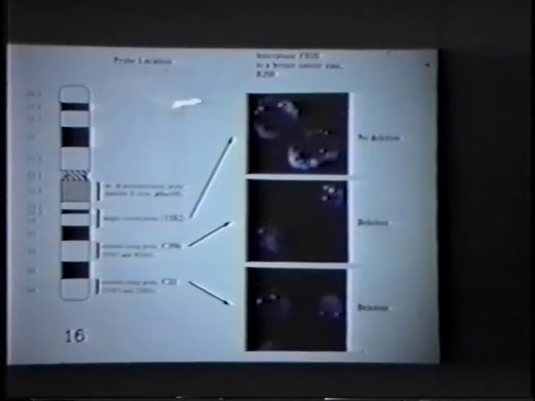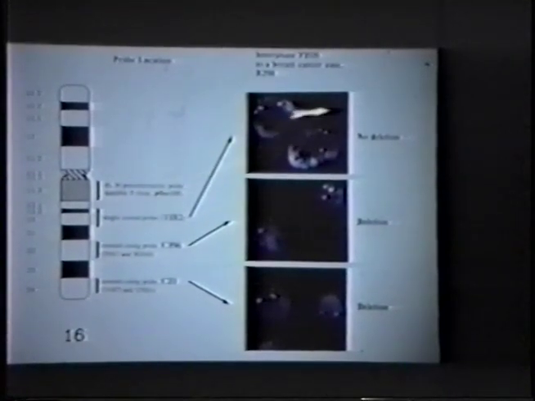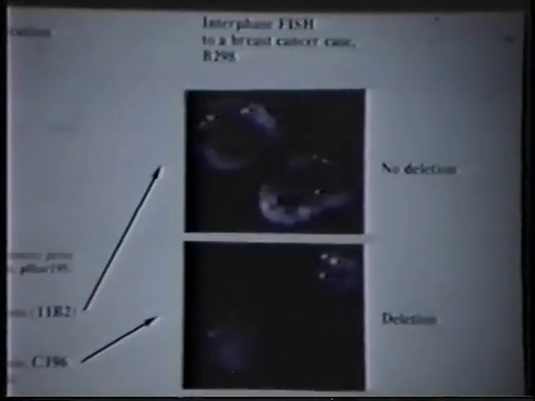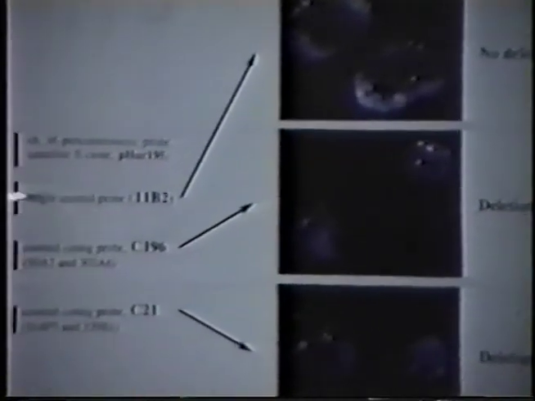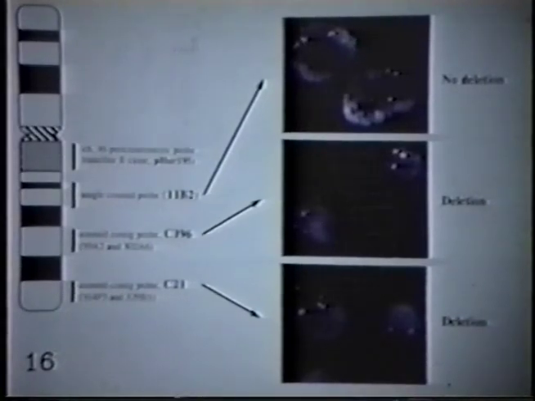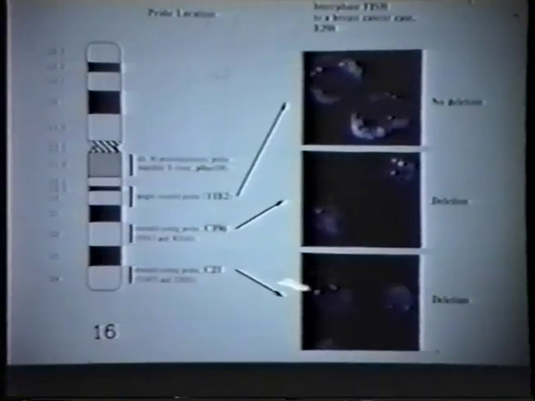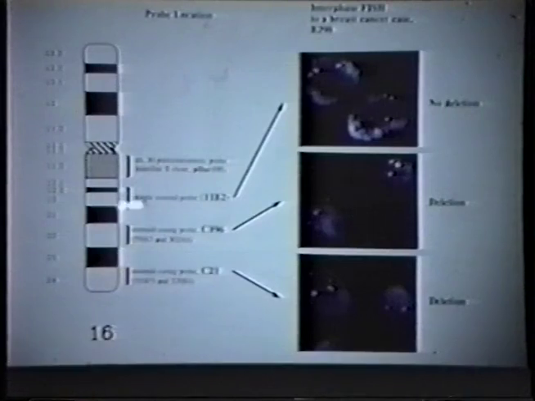Here, for example, we're looking at chromosome 16, trying to map out deletions there. And so the strategy is to use a probe for the centromere and then test probes located at different spots along the short arm of chromosome 16. And we can look in interphase nuclei to find out whether you have an equal number of centromeric and test probes, or whether you have a reduced number. If you have a reduced number, such as you do here, then you have a deletion. If you have the same number, then you don't have a deletion.